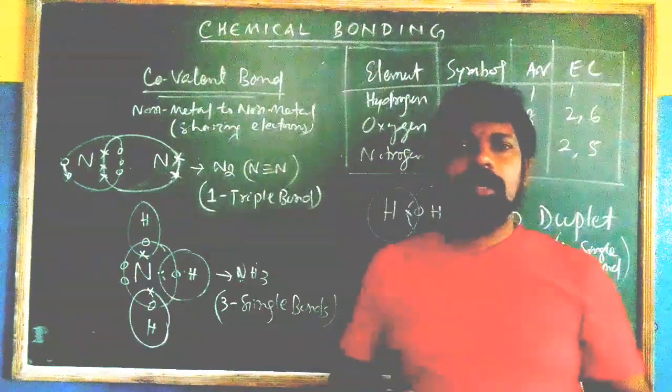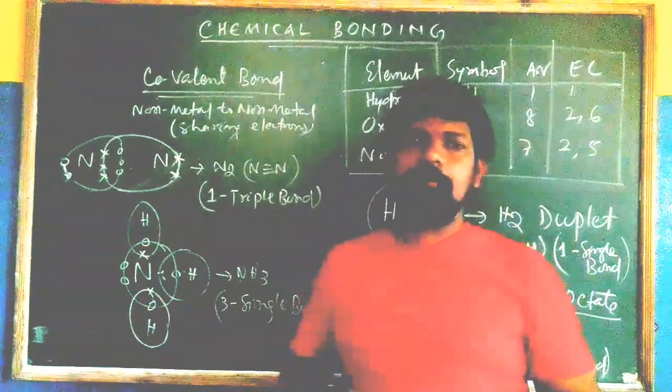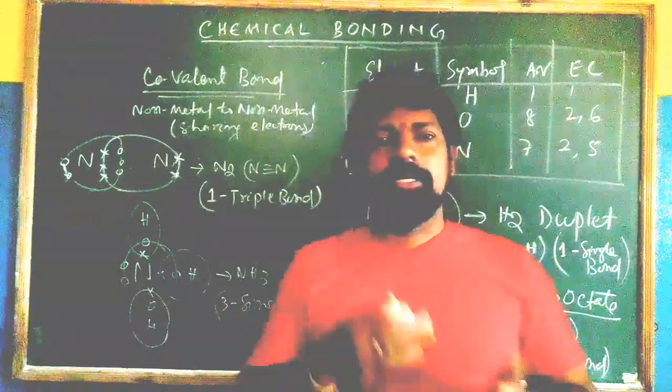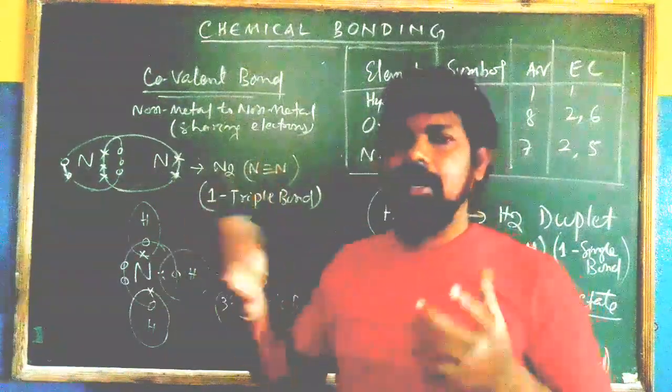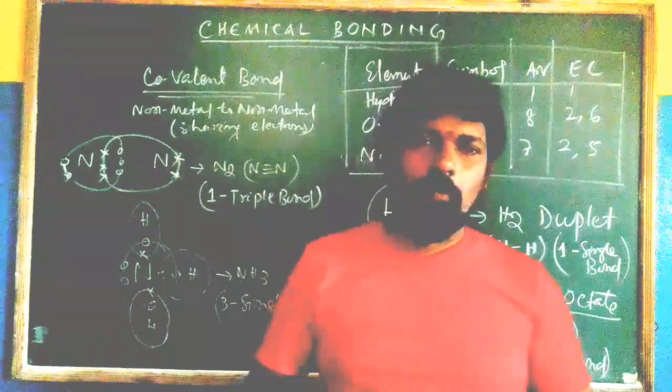That is ionic bond and covalent bond. You have another type of bond that is called a coordinate bond, some sort of combination of ionic and covalent. That is beyond the scope of our book.